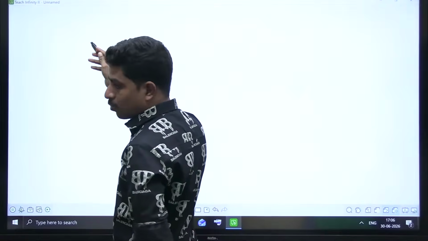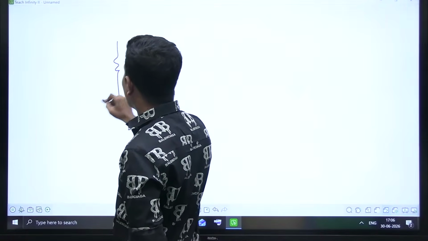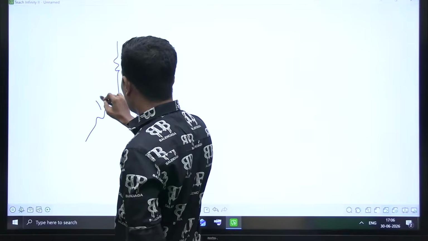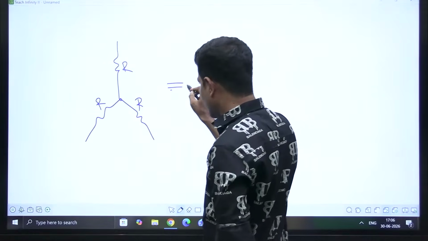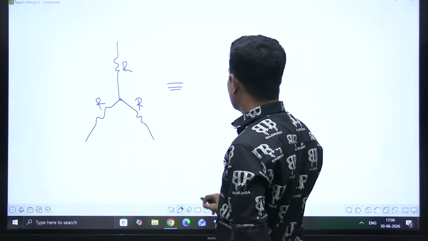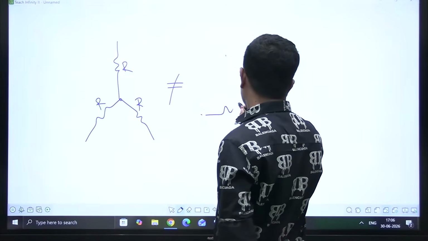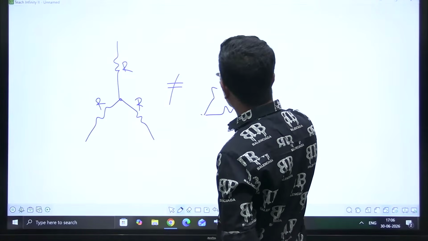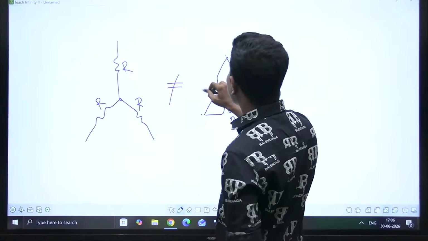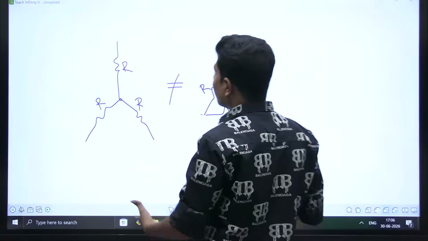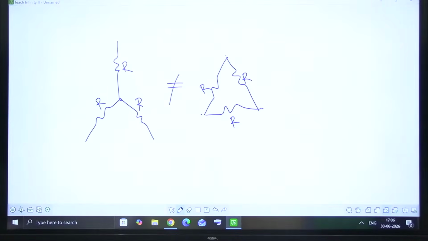Reconnection, sorry, not reconversion, reconnection. Means I have a star connected RRR. Now this is not equal to this one. Okay, this and this both are not the same. This is a reconnection, means we are dismantling those resistances and assembling them this way. That and this both are not same, not equal, not equivalent in fact, right?